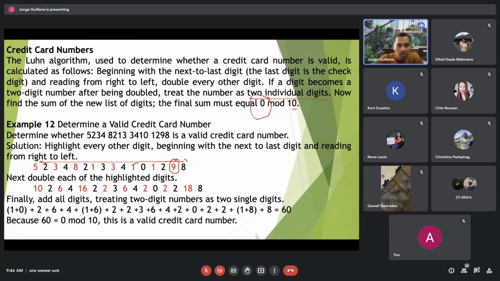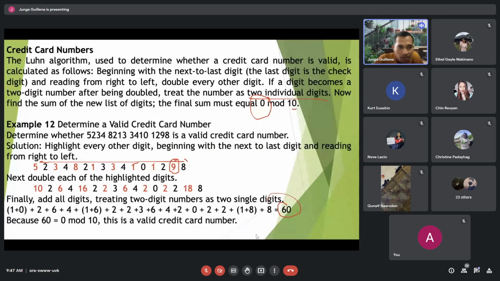So next, double each of the highlighted digits, they are all doubled now, right? Then, in that case, add all digits. For the 18, you treat this as individual digits. So, you have 8 plus 8 plus 1 plus 2 plus 2 plus 0 plus 2 plus 4 plus 6 plus 3 plus 2 plus 2 plus 6 plus 1 plus 4 plus 6 plus 2 plus 0 plus 1. And the sum is equal to 60.